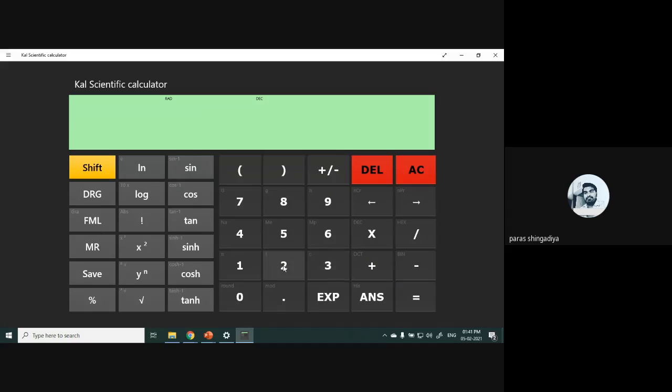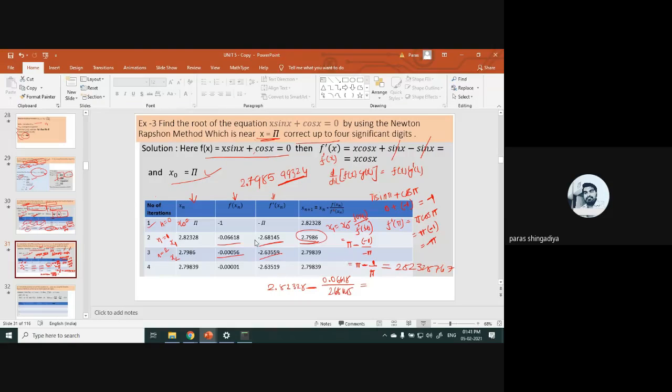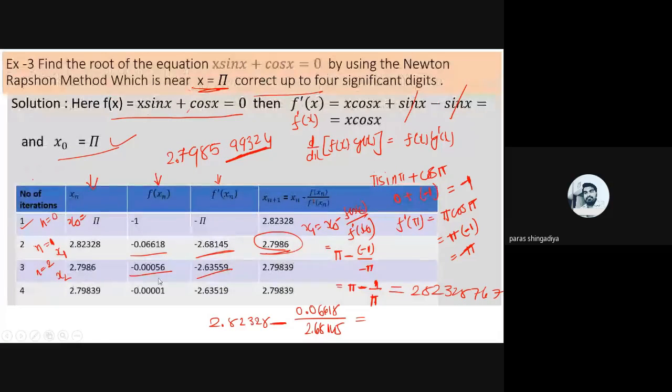That is the function output. And now let us check the derivative output. 2.7986 into cos 2.7986, and the answer will be minus 2.6355888362. So I have mentioned both values in this third row, that is minus 2.63559, and here I consider up to 5 digits, minus 0.00056, and then replace all these values in the formula.